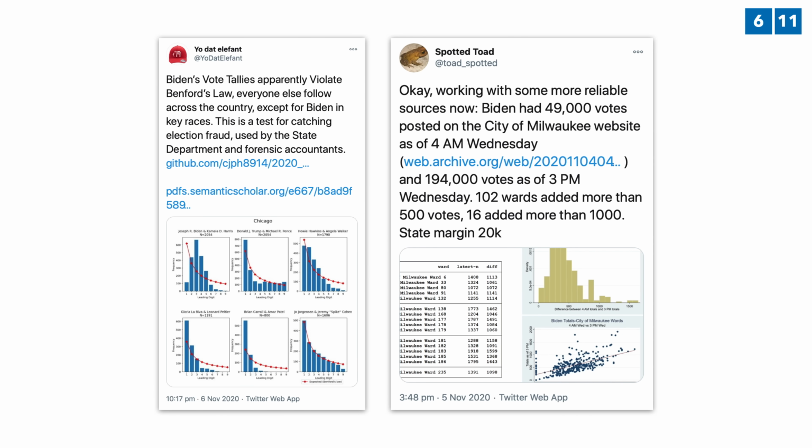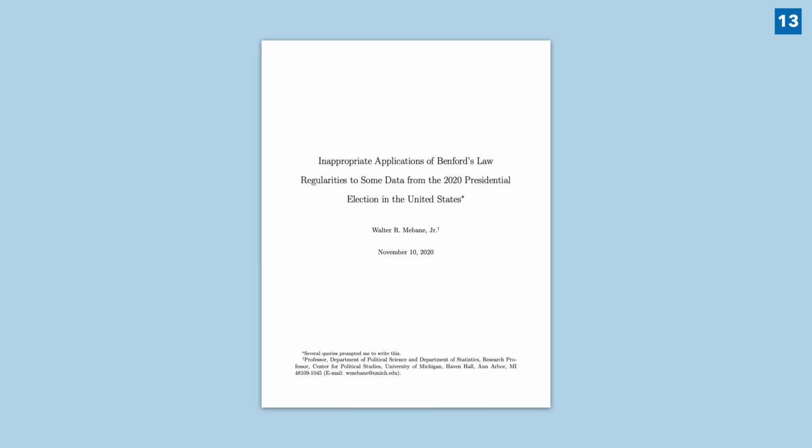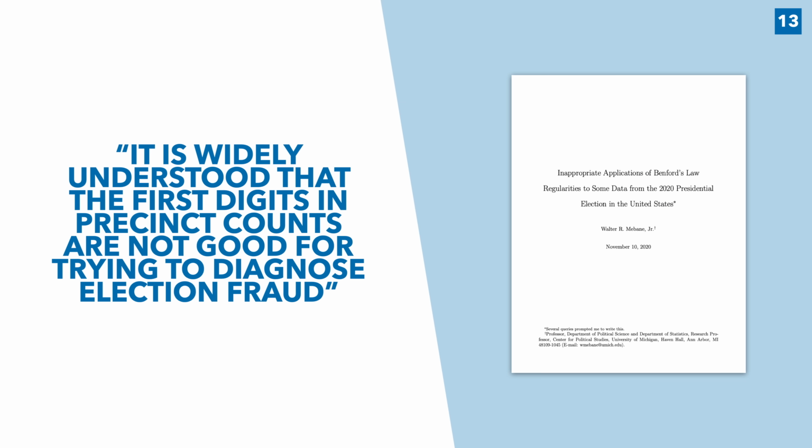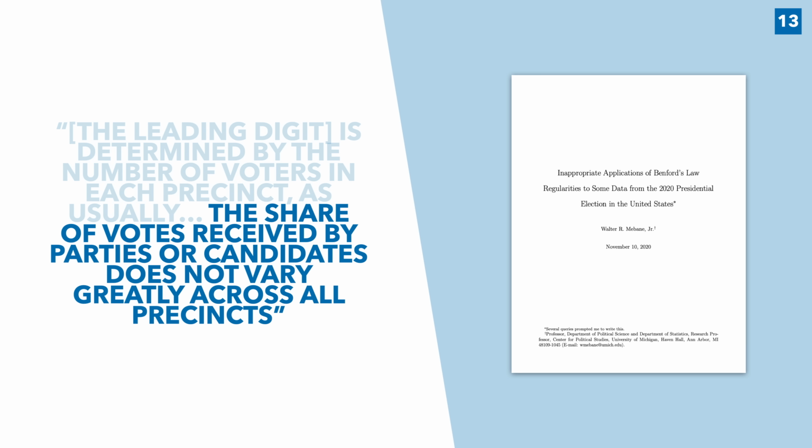Because of the overload of poor uses of Benford's law and many requests for an explanation, Walter Mebane, a leading expert, felt compelled to write a response. He argues, as we've alluded to, that it's widely understood that the first digits in precinct counts are not good for trying to diagnose election fraud, because the leading digit is largely determined by the number of voters in each precinct, and usually the share of votes received by parties or candidates does not vary all that greatly across precincts.